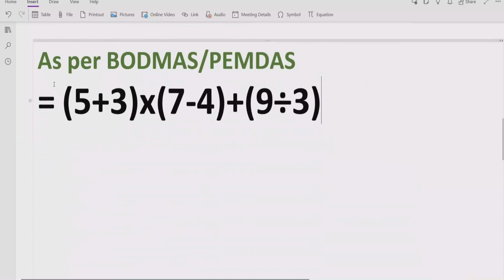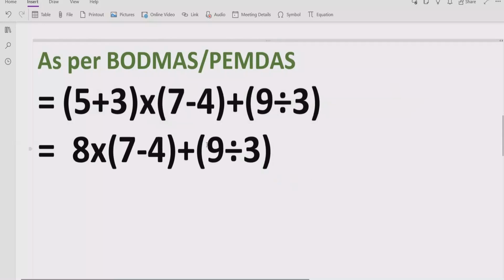As you can see, according to the rule, first we have to solve the brackets. Here we have one bracket, this one is the second bracket, and this one is the third bracket. So one by one, we will solve each bracket. First we have to solve this part: 5 plus 3 equals 8. And the other parts we will write as they are.